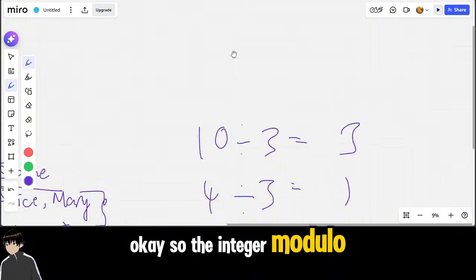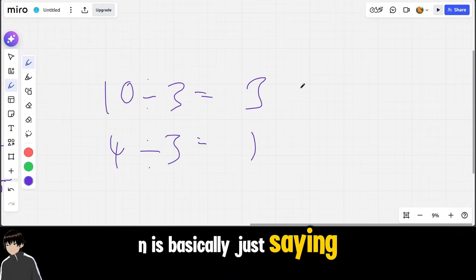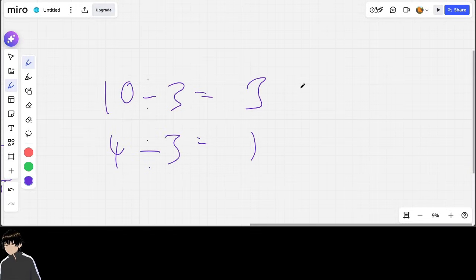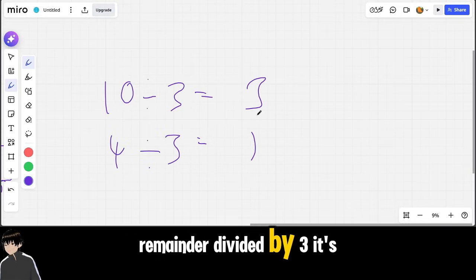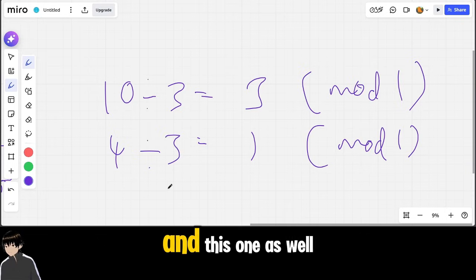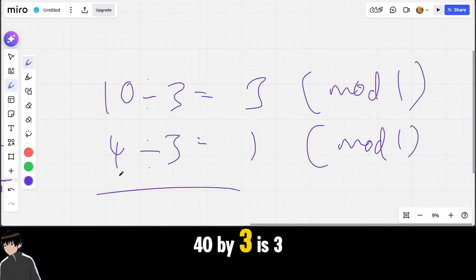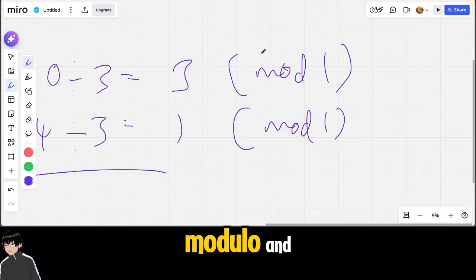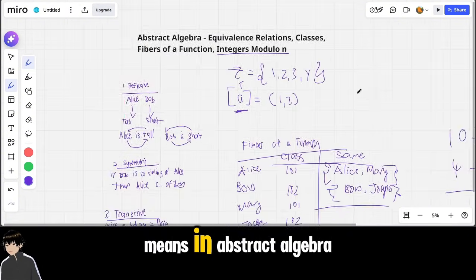So the integer modulo n is basically just saying how much the remainder is. How much is the remainder in 10 divided by 3? It's 1. And it's 1 as well for 4 divided by 3: there's a remainder of 1. So that's basically what integers modulo n means in abstract algebra.